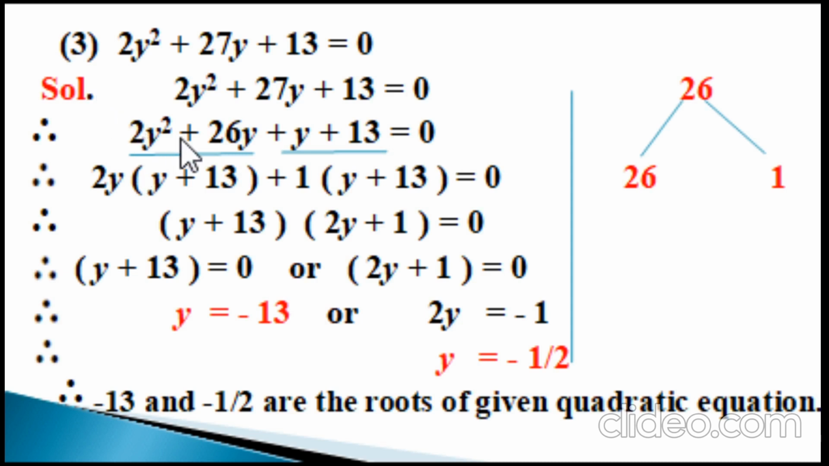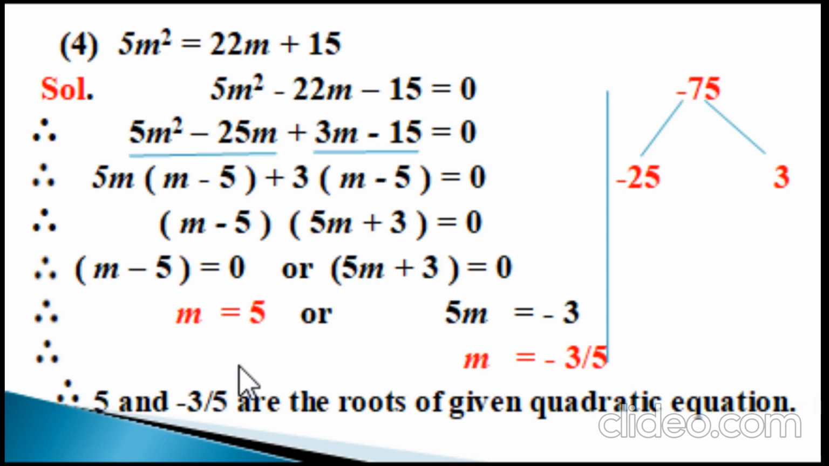Here common is 2y. So y plus 13 remains in one bracket. Here common is 1. y plus 13 in another bracket. So y plus 13, 2y plus 1. y plus 13 is equal to 0 and 2y plus 1 is equal to 0. Therefore y is equal to minus 13 or 2y is equal to minus 1, y is equal to minus 1 upon 2. So we get two roots, minus 13 and minus 1 upon 2.